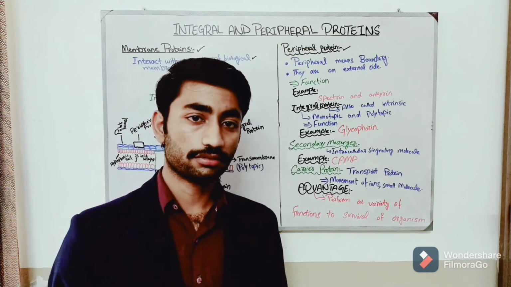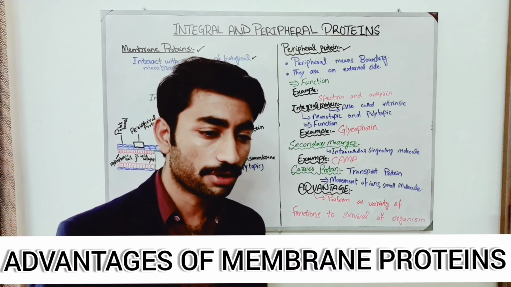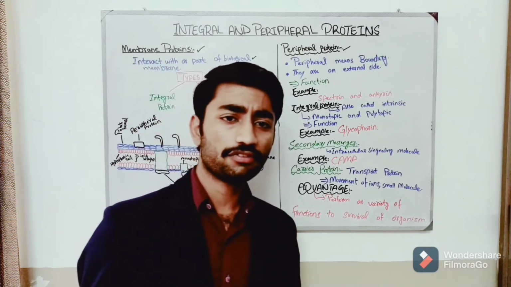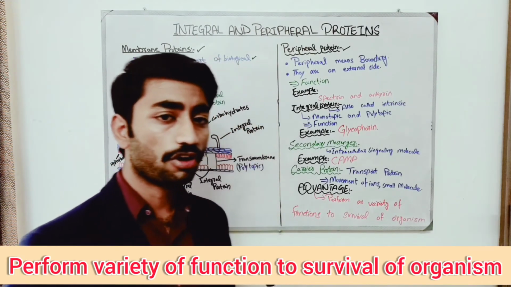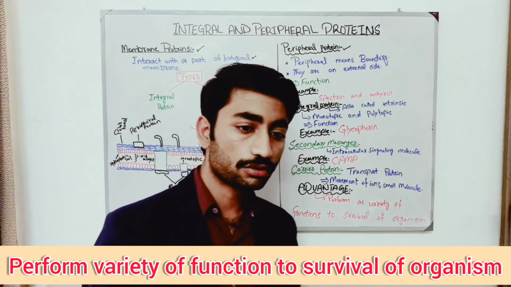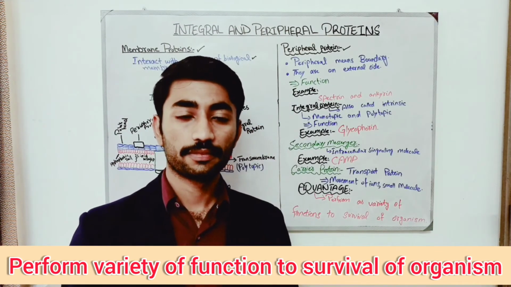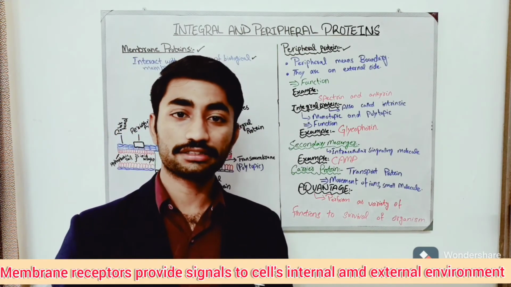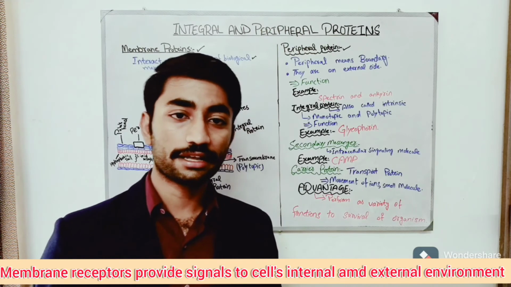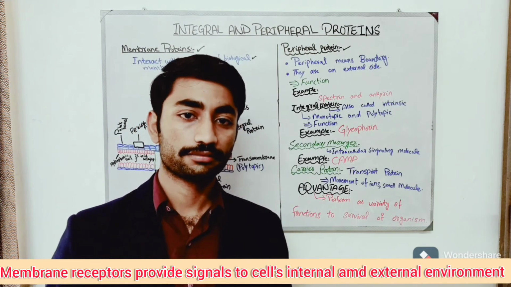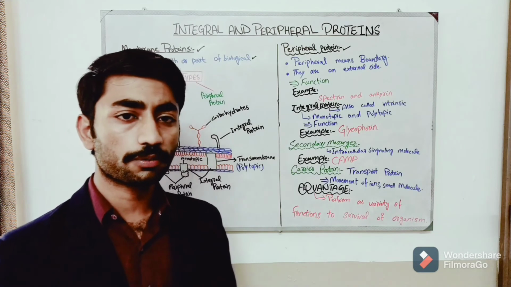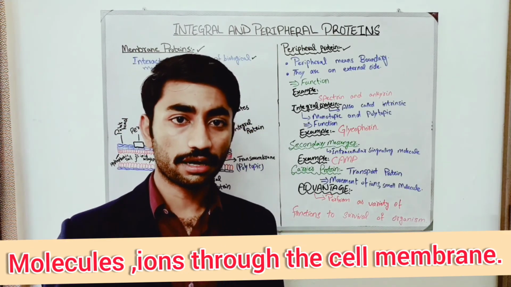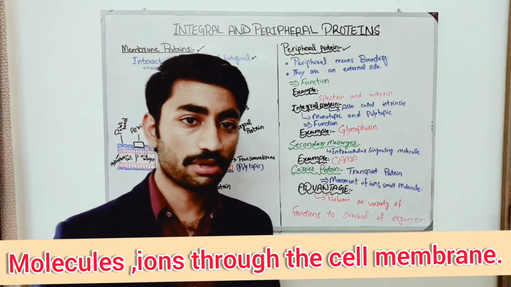In the last, we discuss advantages of membrane proteins. The first advantage of membrane protein is to perform variety of function to the survival of organism. Membrane receptor provide signals to cells internal and external environment. In the last, transport proteins help in the movement of molecules, ions through the cell membrane.